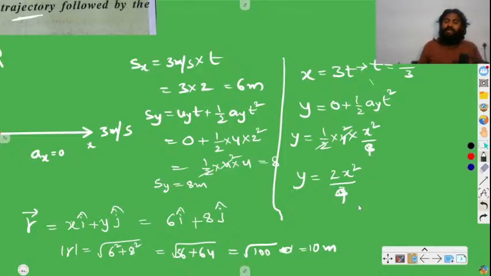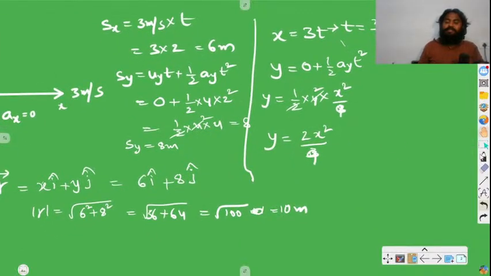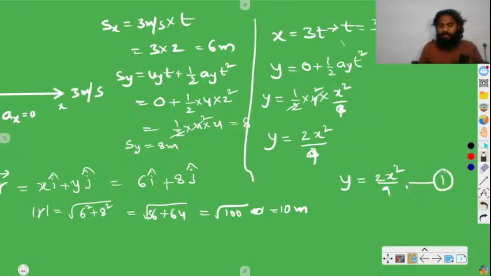So you are getting the equation y is equal to 2x square by 9, right? That's it. This is about the calculation. This is the path of the trajectory. See, y is proportional to x square, and if you observe, it's a curved path like this. This is the parabola.